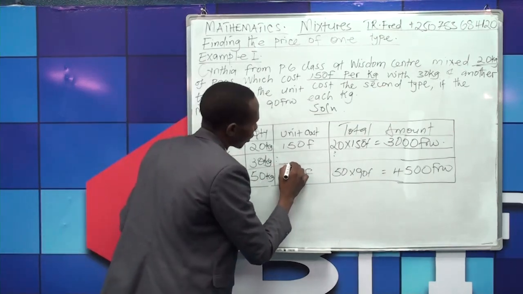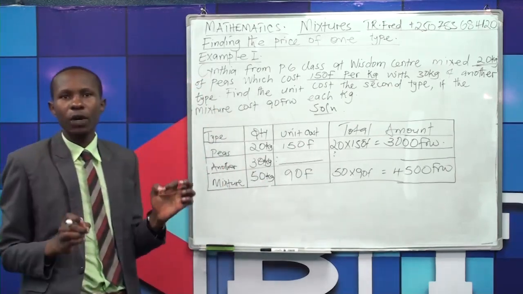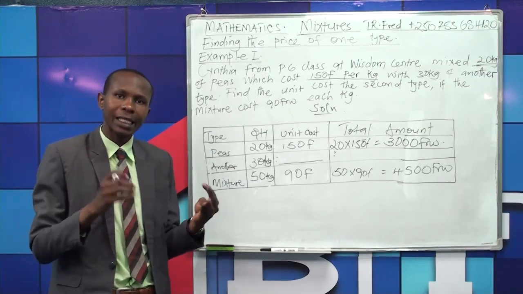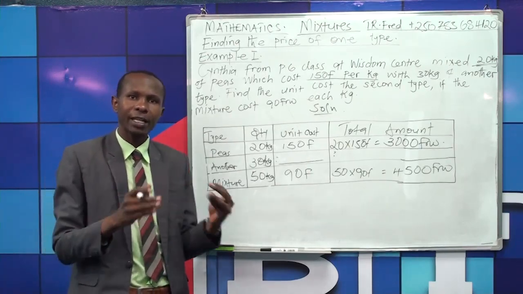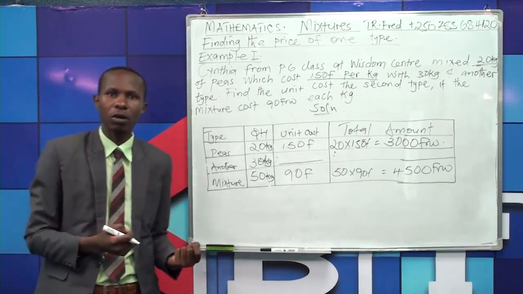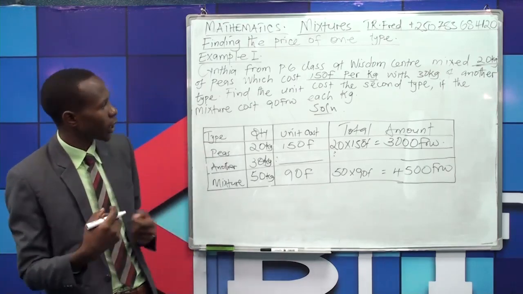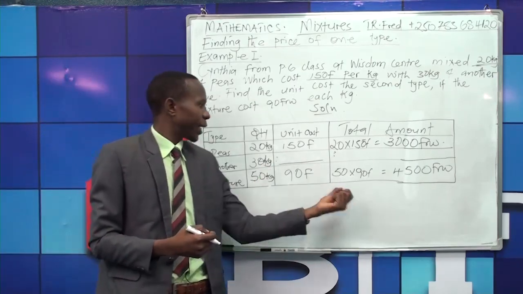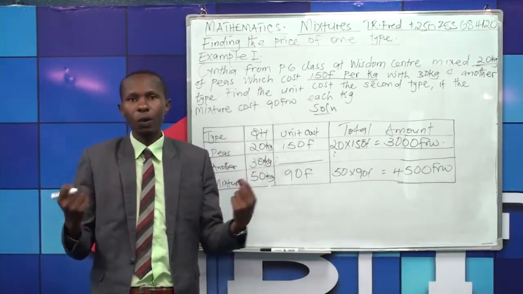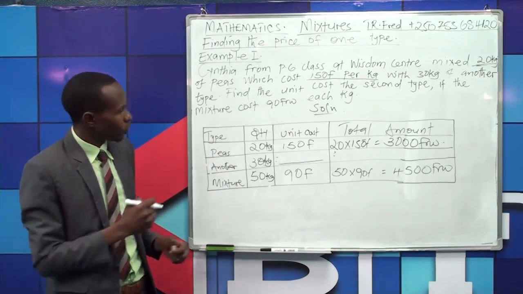Here we don't have anything. And they want us to tell them how much was that second type, the type that was not identified, costing per kilo. After identifying that, you shall be in a position to tell how much that person spent on 30 kilograms in case you bought only one type of mixture. Right? So we shall look at this.